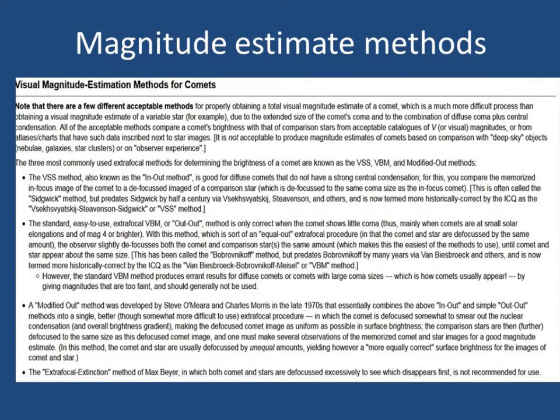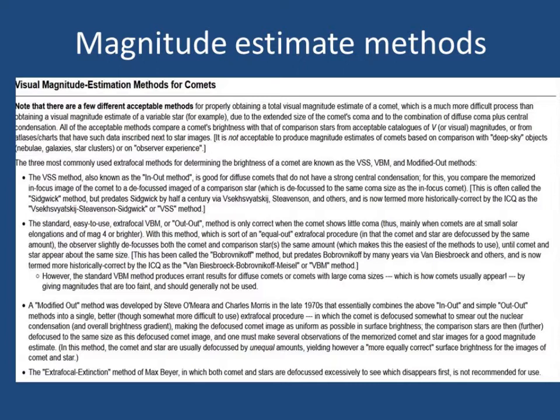Visual magnitude estimation methods. This is the ICQ recommendations of the various estimate methods. There's the VSS method, the in-out method. There's the standard, easy to use extrafocal method, the out-out method. You've got a modified out method, and you've got an extrafocal extinction method. These are all different ways of observing different types of comets to make the magnitude estimates.